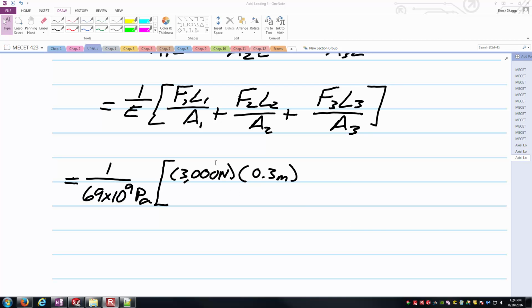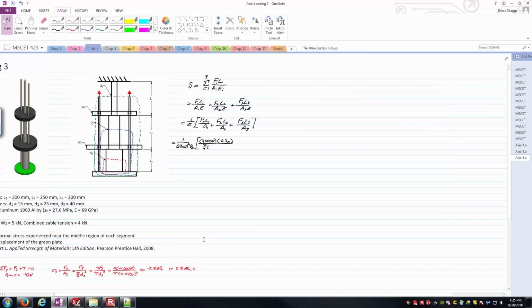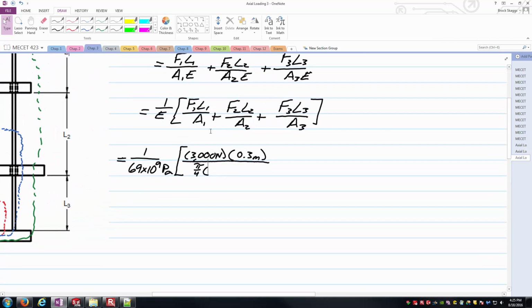So where were we? We were at F1 is 3,000 newtons. The L1 was 300 millimeters, or 0.3 meters, and then A1. A1 is pi over 4 times the diameter D1 squared, and D1 is 15 millimeters, so 0.015 meters squared. We're doing pretty good at this point, and now we just need to keep filling out our values.